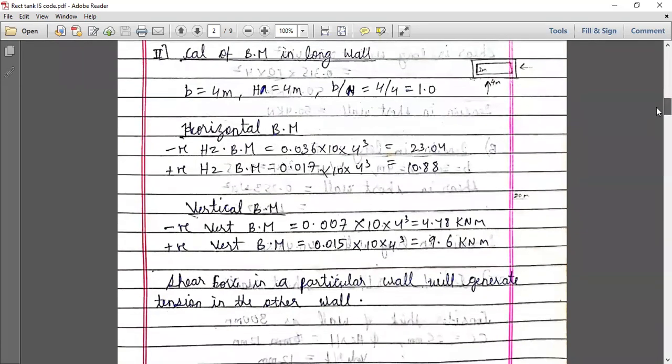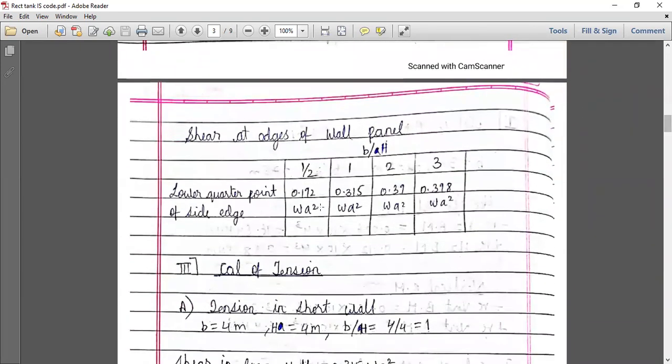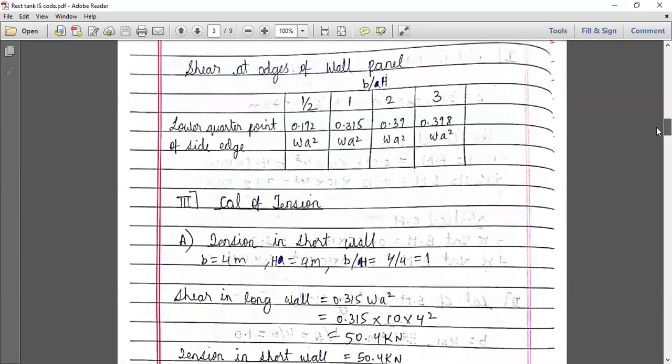Okay, after this, we'll find out the shear force. ठीक है, so shear force in a particular wall will generate tension in the other wall. ठीक है, तो एक वॉल पे जो shear force एक्ट करेगा, सो दूसरे वॉल पे उसके लिए टेंशन डेवलप हो जाएगा. ठीक है, so that we will find out again for shear. A different table will be given. So this is the table for shear at the edges. So how will you find out the tension?